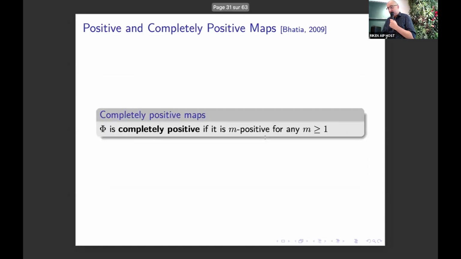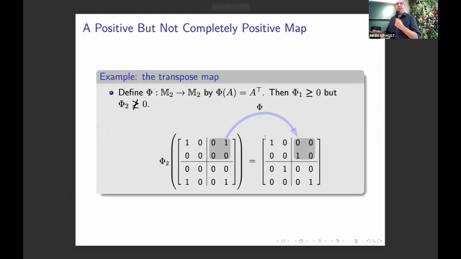Okay? And there is also another, stronger notion of positivity, which is called completely positive. A mapping phi is completely positive if it is m-positive for any m greater than or equal to 1. Let me take an example to illustrate this.